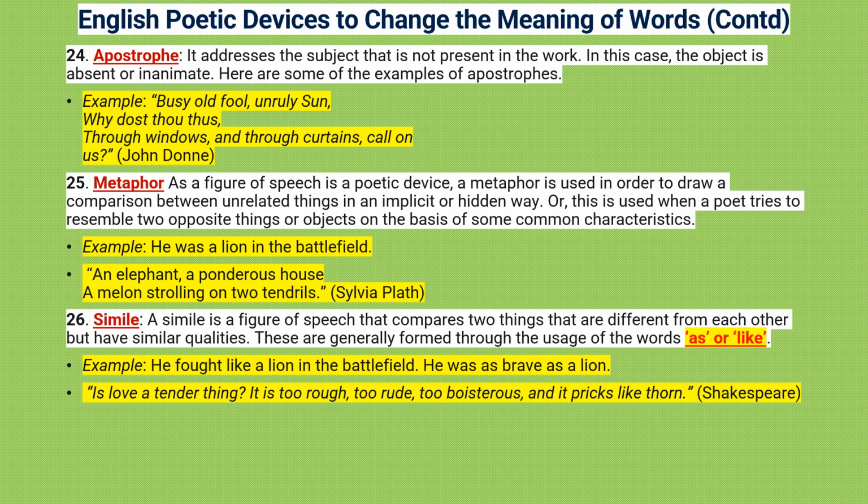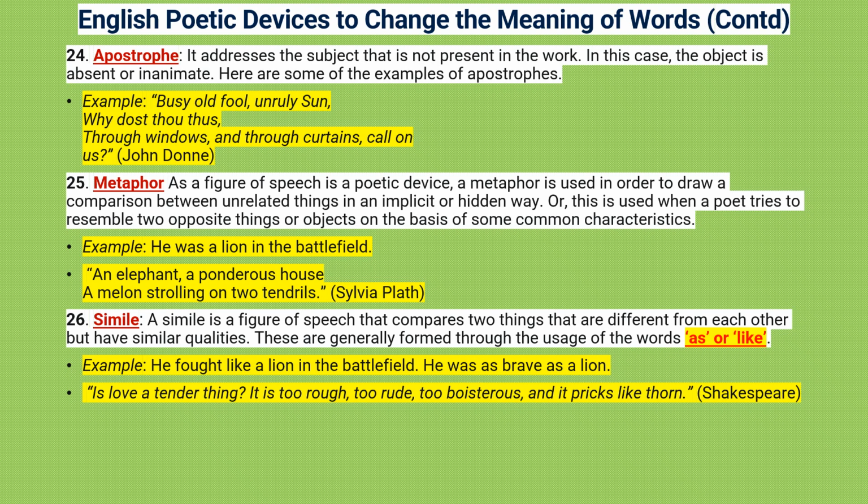Let me make things very simple and clear. See the first example I have given here: He was a lion in the battlefield. That means we are talking about the bravery of a person. We are comparing the bravery of a person with a lion, but we are not using the word as or like. Hence, it is a metaphor.